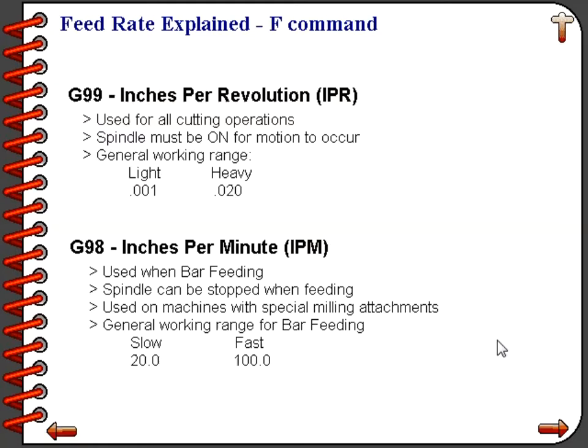In both cases, the F word would be used to specify the value for the feed rate. So for example, G99 and F.007 would be 7 thousandths per revolution feed rate. If we were under the effect of G98, as in G98 F20, we would be feeding at 20 inches per minute. But both commands would utilize the F word to specify the value for the feed rate.